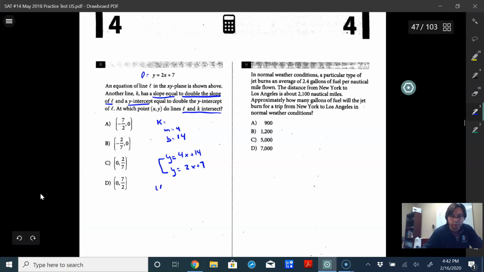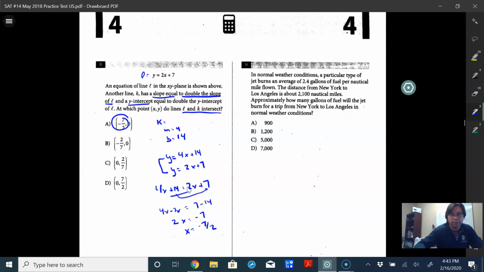So we have 4x plus 14 equals 2x plus 7. All right, so we'll move this piece here, and so for that reason we get 4x minus 2x equals 7 minus 14, and so within that we get 2x equals negative 7, and so we see the x for this one is going to be negative 7 halves. Well, the only answer choice that matches that is A, and so we don't even have to solve for the y on this one.